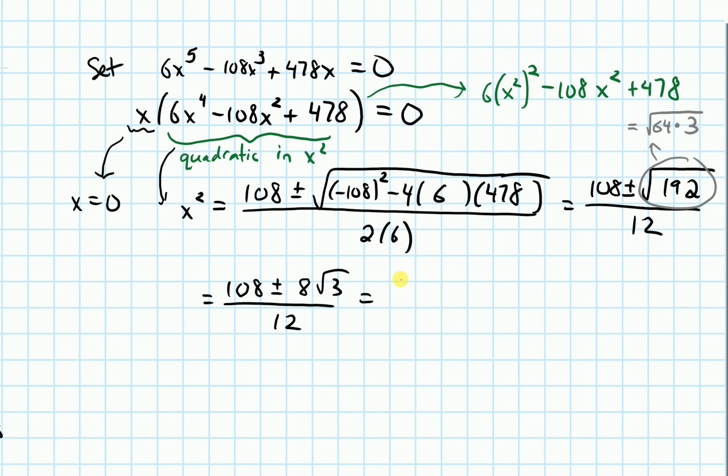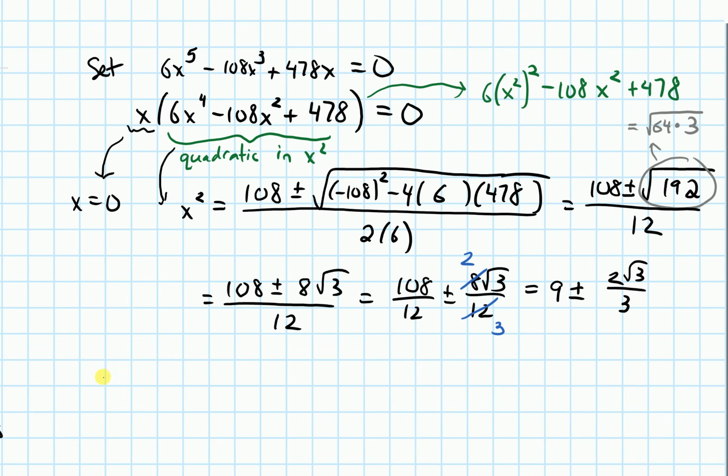Okay, so we can write this as 108 over 12, plus or minus 8 root 3 over 12. So 108 over 12 is 9, and then plus or minus, with the 8 and the 12, I can cancel a little bit. I can divide both of them by 4, and I'll be left with a 2 on the top and a 3 on the bottom. So I get 2 root 3 over 3 there.